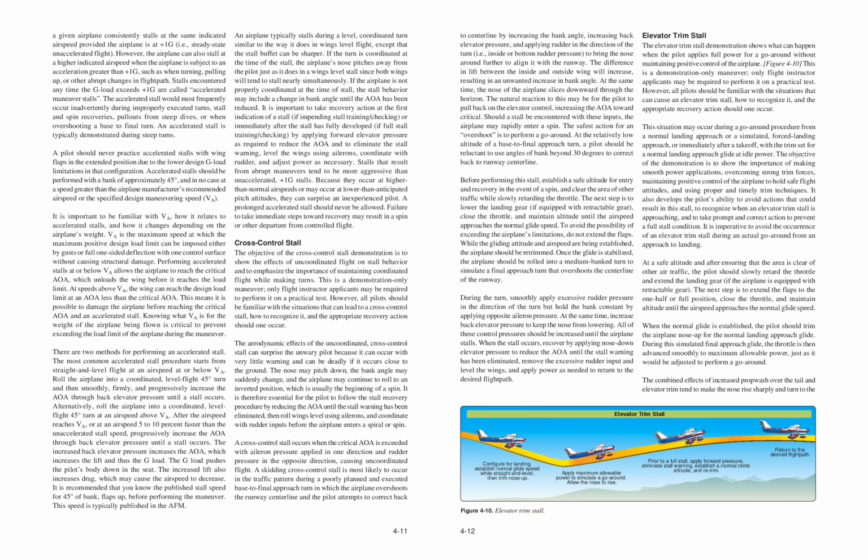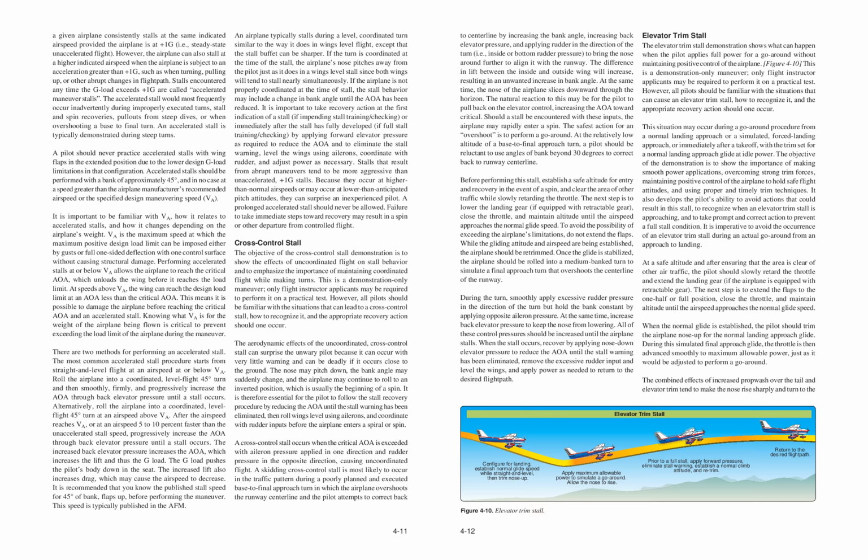It is imperative to avoid the occurrence of an elevator trim stall during an actual go-around from an approach to landing. At a safe altitude and after ensuring that the area is clear of other air traffic, the pilot should slowly retard the throttle and extend the landing gear, if the airplane is equipped with retractable gear. The next step is to extend the flaps to the 1/2 or full position, close the throttle, and maintain altitude until the airspeed approaches the normal glide speed.